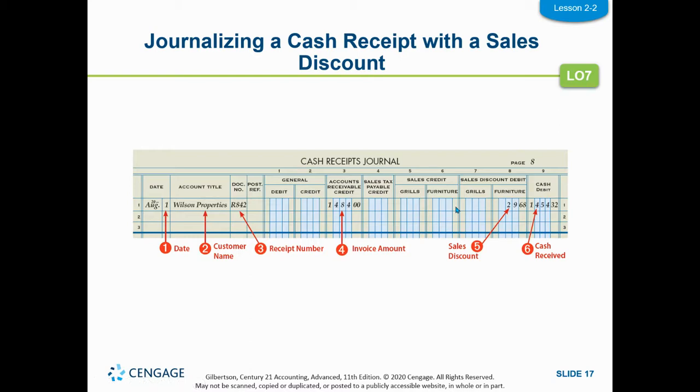That's fine. You can have where they bought both grills and furniture and they paid for it. You can have a transaction where they got a discount for both grills and furniture. That's fine. Okay. And I'll show you how to do that when we do our work together.